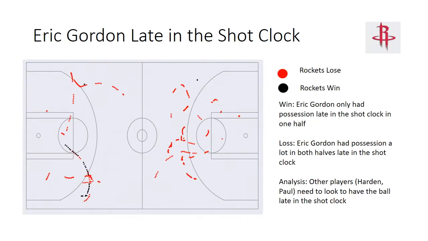However, when we look at a player like Eric Gordon, we see that when the Rockets lost, he was really active late in the shot clock. But when the Rockets won, he only had the ball, looks like, for 1 possession when he got to the rim late in the shot clock. So this tells us that players like Harden and Chris Paul need to look to have the ball in their hands late in the shot clock and not leave it to Eric Gordon to try to be effective.